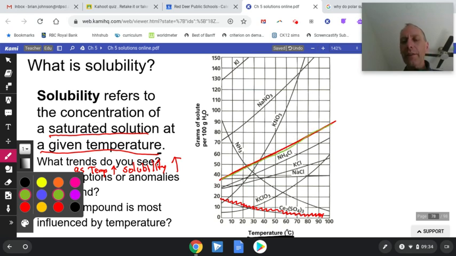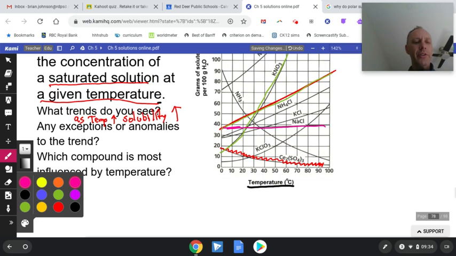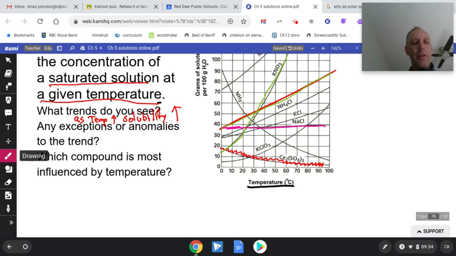Now there's different rates in here. You can see here's a really steep one. KNO3 has a huge increase in solubility with temperature. And something like sodium chloride right here has a very slow increase in solubility with temperature. So those would be your two extremes. And then the question, which compound is most influenced by temperature? That would be the KNO3. And then least influenced would be the NaCl.